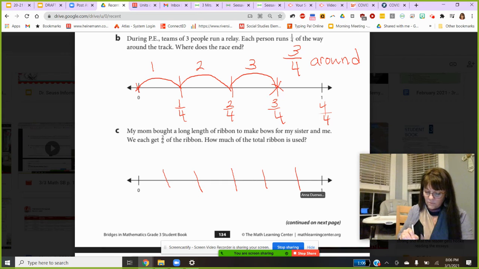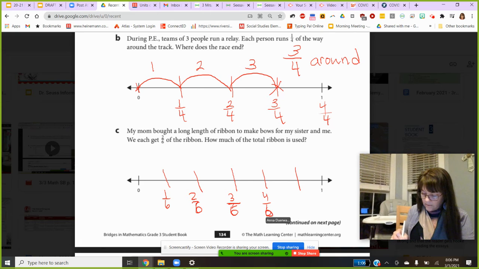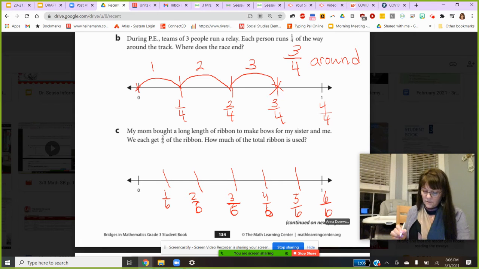So this is 1, 2, 3, 4, 5, 6 sections. Okay. So this is 1/6, 2/6, 3/6, 4/6, and 5/6, and 1 whole is 6/6. Just to give us an idea of it.